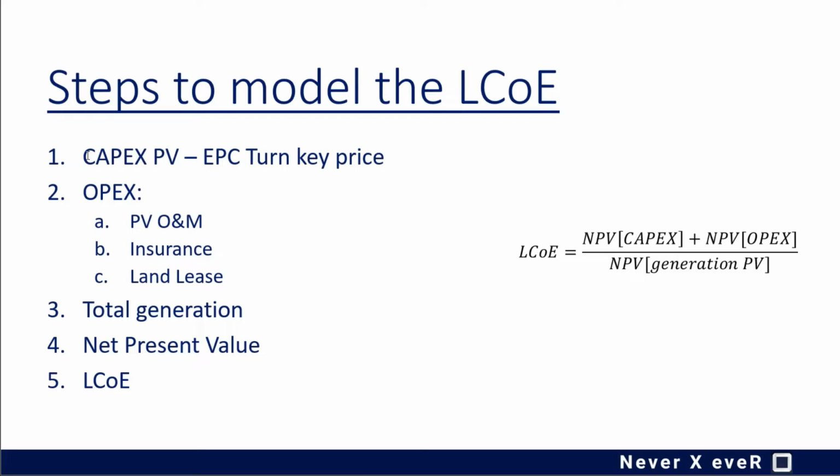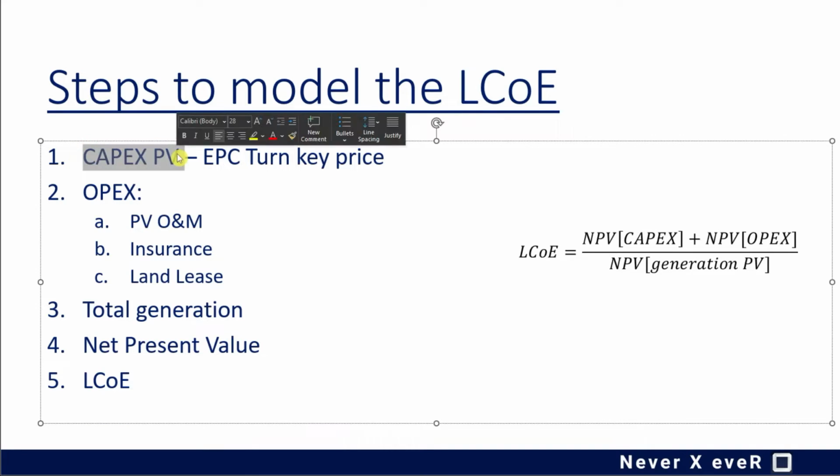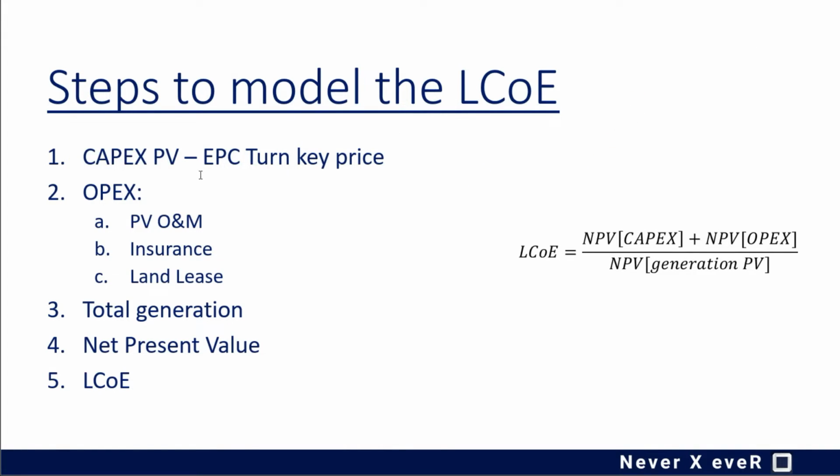The first one, of course, is to come up with the Capex. For this particular model, the Capex is going to be the Capex of the PV, and it's going to be an EPC turnkey price, meaning that the price includes everything, from the procurement of the PV, installation, EPC margins, and everything else.